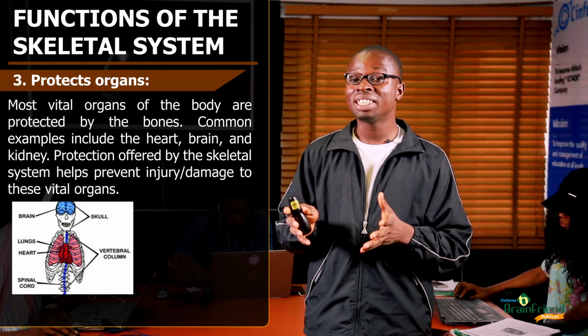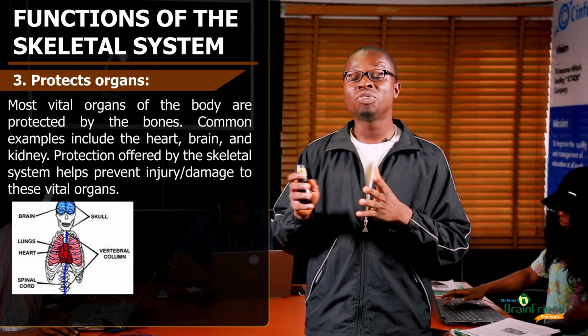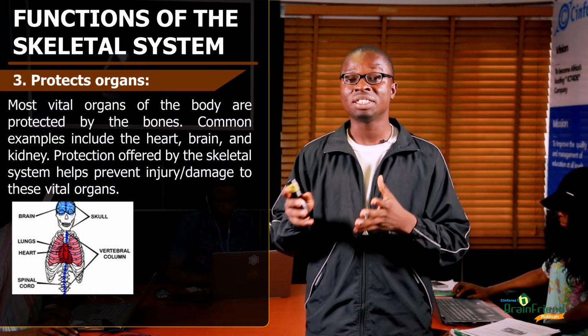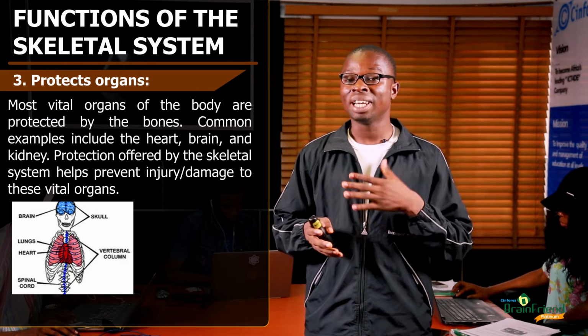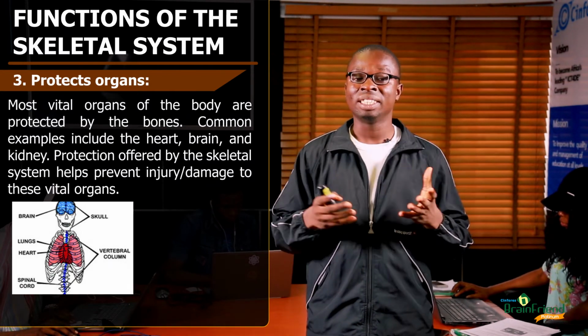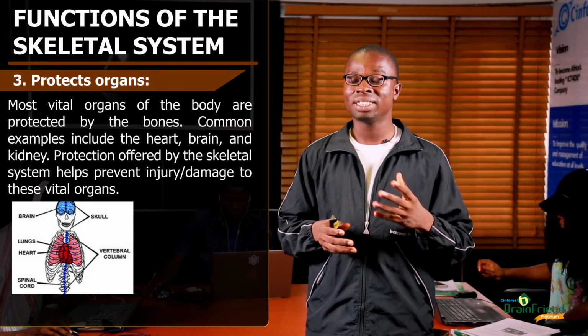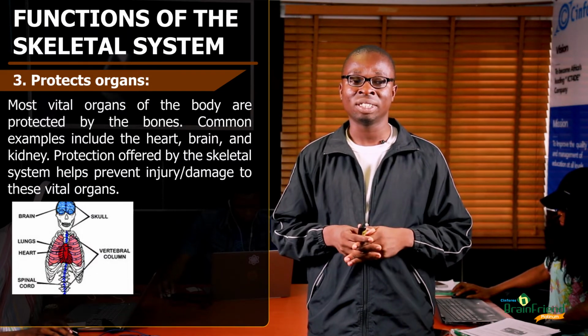Next, the skeletal system protects organs of the body. Most vital organs of the body are all protected by bones and other tissues of the skeletal system. Common examples include the heart, the brain, and the kidney. The protection offered by the skeletal system helps prevent damage and injury to these vital organs.